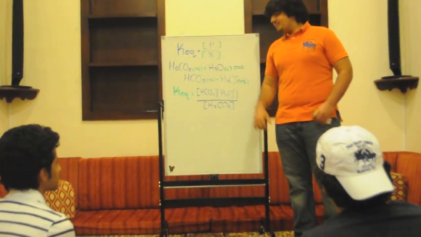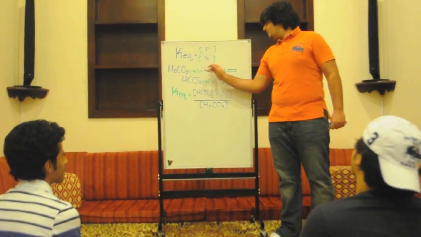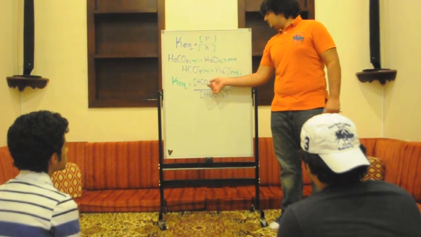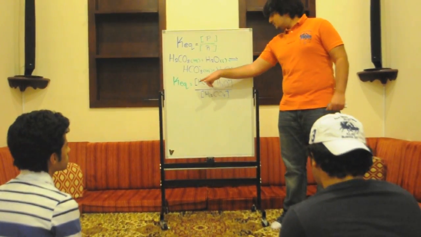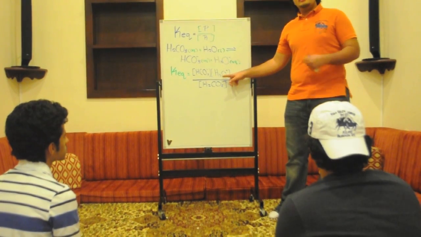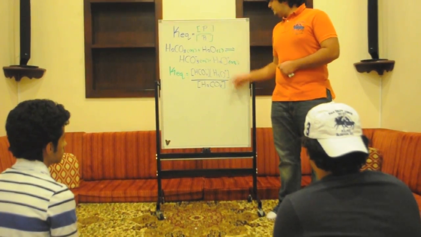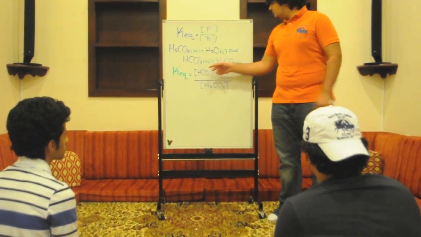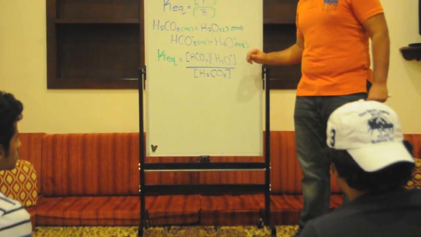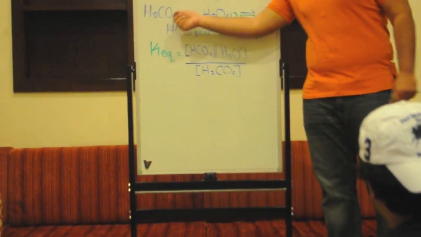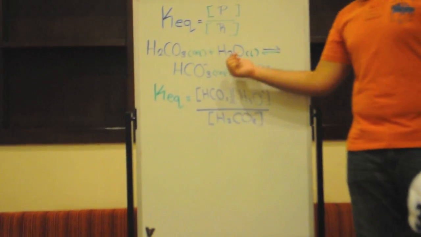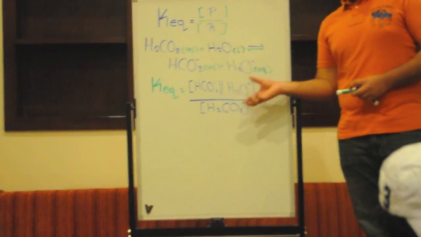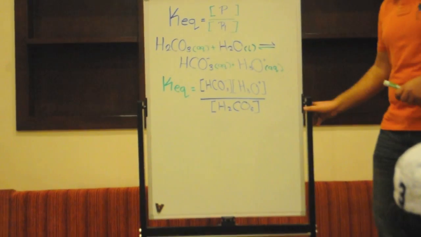So now, as Ibrahim said, only the aqueous and the gas. So we took the products, the concentration of HCO3 and the concentration of H3O, over the reactant, which is H2CO3, which is aqueous, but not the H2O, which is liquid. Now I will start plugging in the numbers.